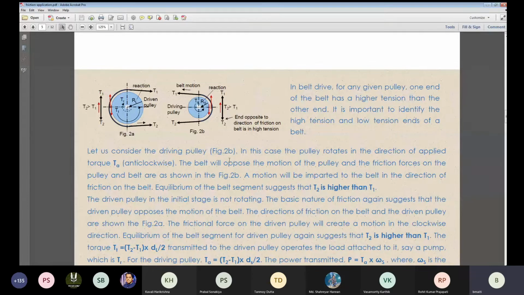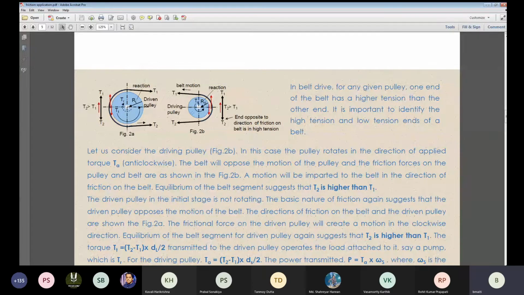Let us consider driving. In this case, the pulley rotates in the direction of applied torque. The belt will oppose the motion of the pulley. In my lecture I have just told who the driving pulley is. The driving pulley is the pulley which is driving. A motor is attached to it, so the driving pulley is already a powered pulley.